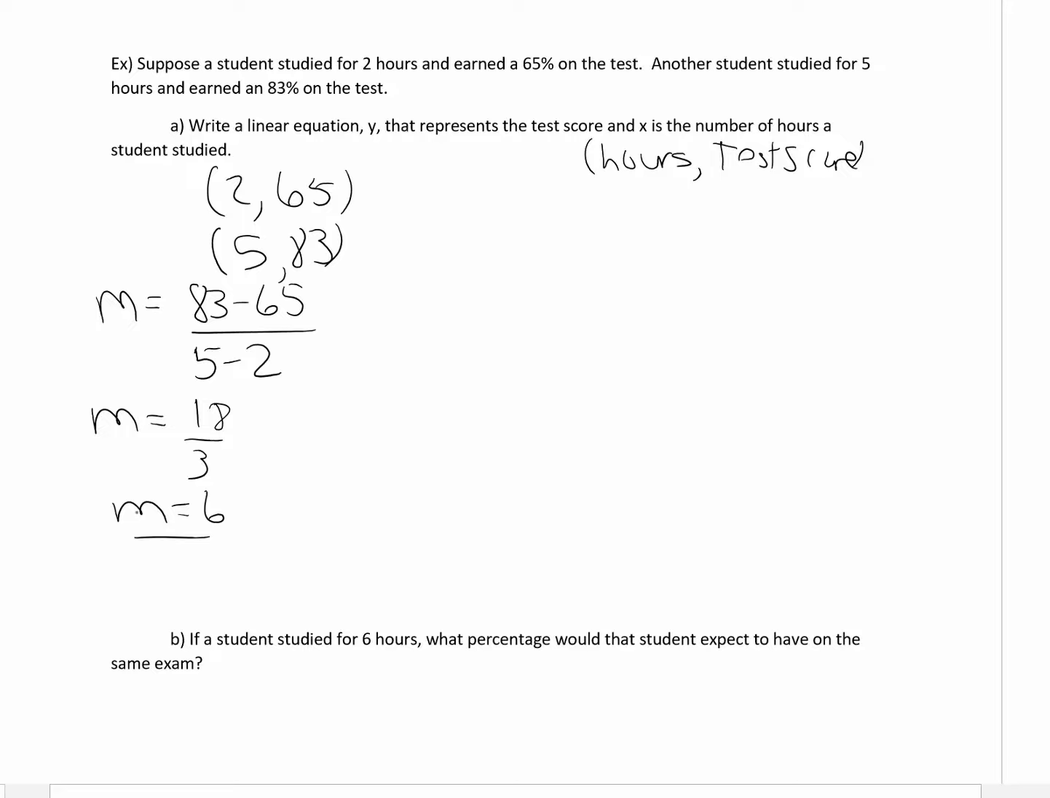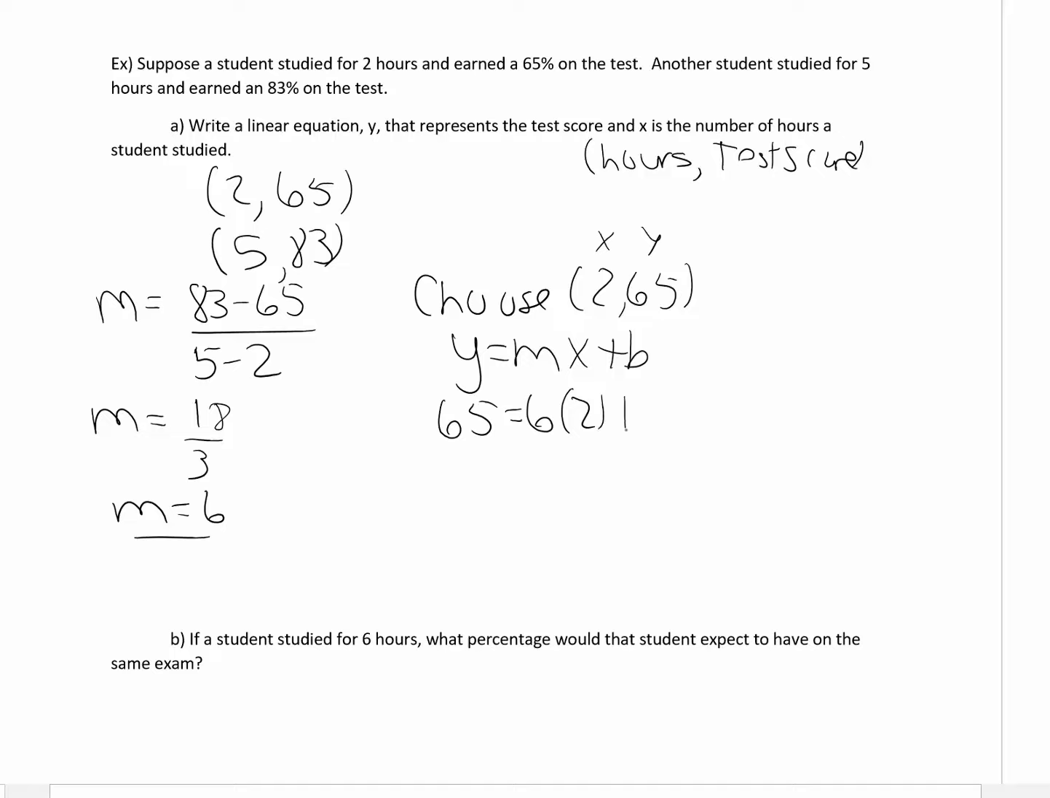Now, I need to determine what the y-intercept is, because neither of these points is the y-intercept. So I'm going to choose the ordered pair (2, 65). Remember, that's y equals mx plus b, with x and y from the point, and I'll use m. Now that I have the slope and the y-intercept, I can write my equation.